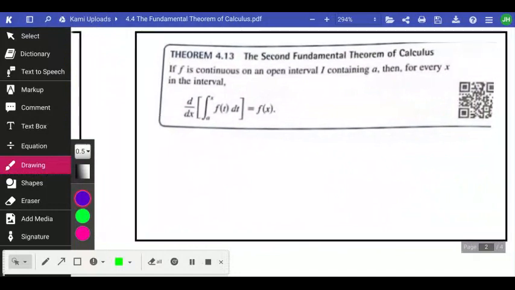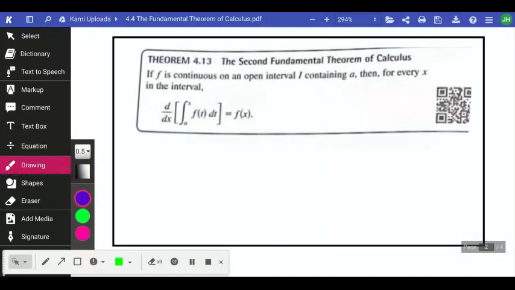Second fundamental theorem of calculus. This is my favorite because it's really more like a duh property. What it's saying is if I derive the antiderivative, I just get the function. Because you start with a function and then you antiderive it and then you derive it, it takes you back to exactly where you were. Okay, that is what this says.